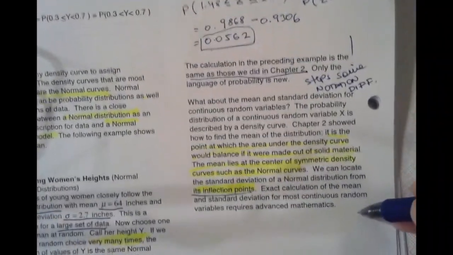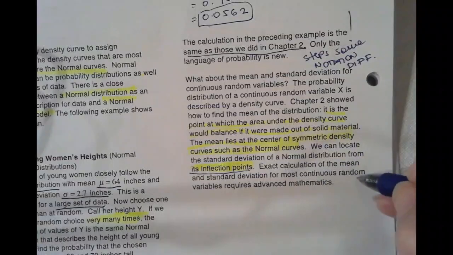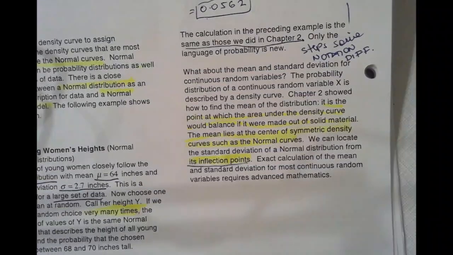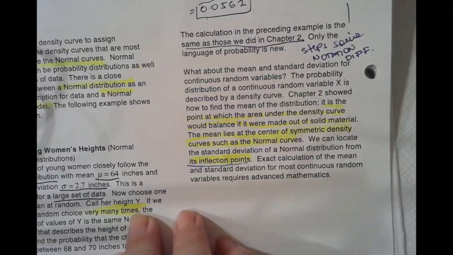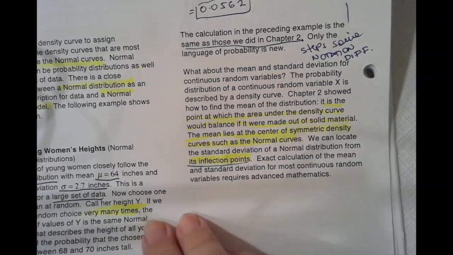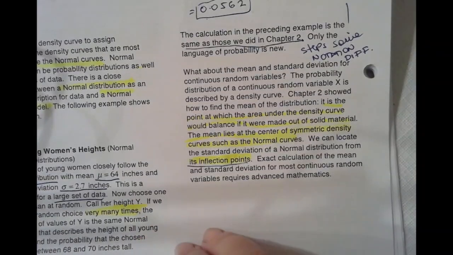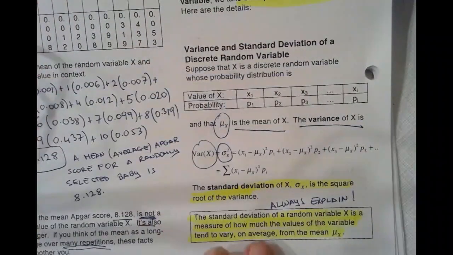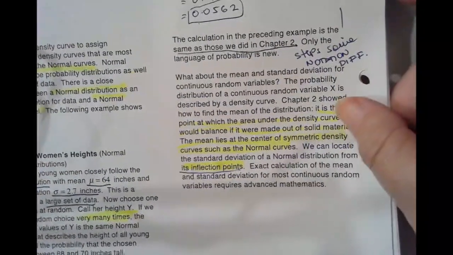Exact calculation of the mean and standard deviation for most continuous random variables requires advanced mathematics, and you will not be required to calculate it. You will be using the calculator here. So this is what you need to know about continuous and discrete random variables. You need to know when to use them, how to describe them, how to set them up, and how to calculate.